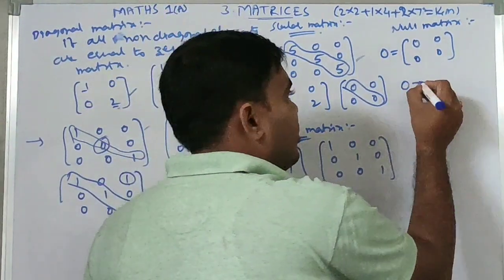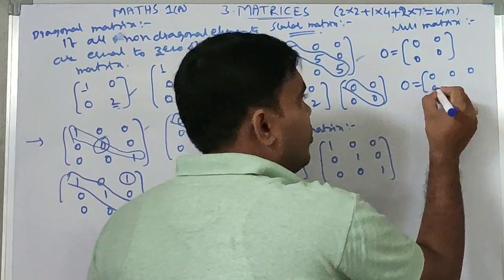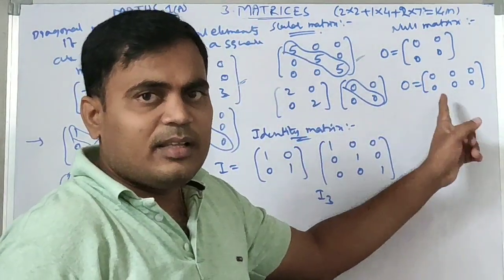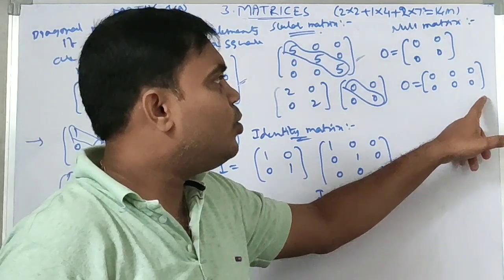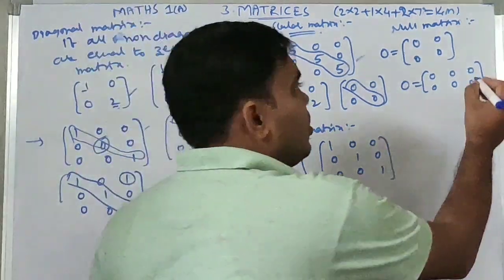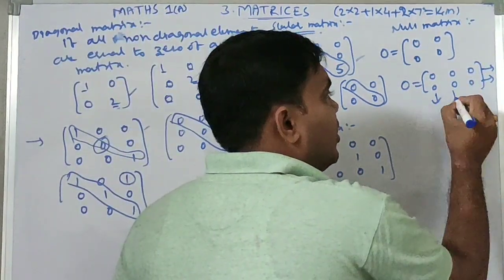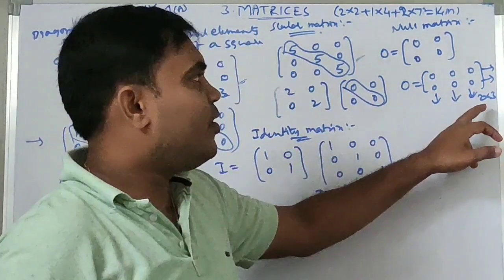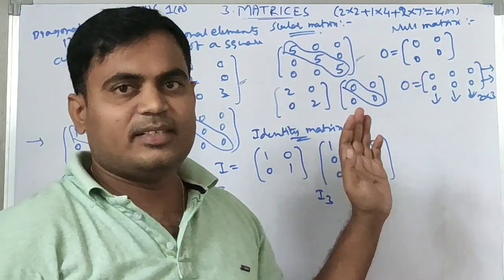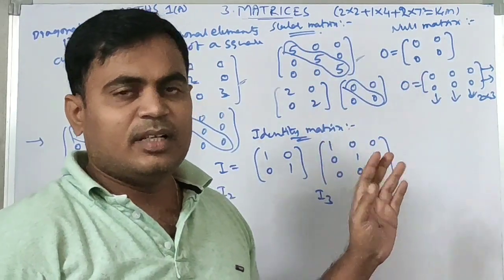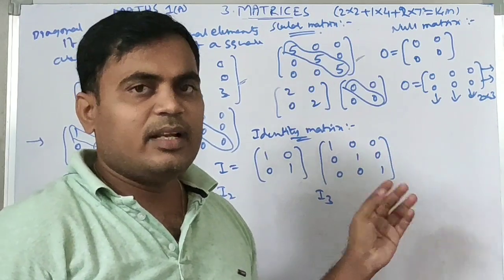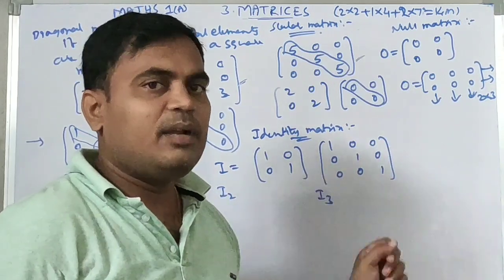I am taking one more example, 0 0 0, 0 0 0. It is not a square matrix. The order of this matrix is 2 rows, 3 columns, so 2 by 3. It is not a square matrix even though it is a null matrix. So a null matrix is a matrix in which each and every element is equal to 0.